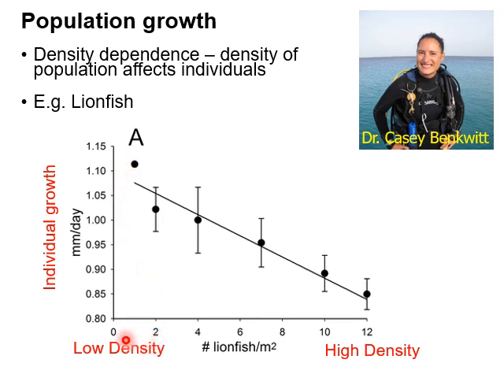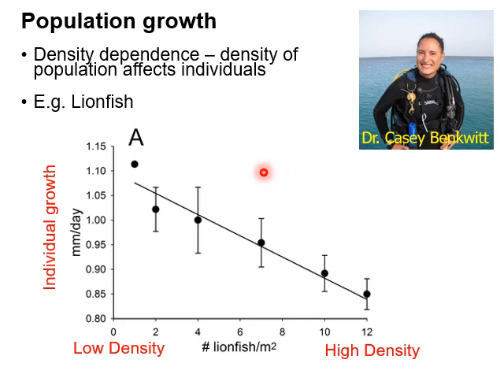And so we have the density of lionfish on this horizontal axis and the growth of lionfish in millimeters of length per day on the vertical axis. And what she found was that when lionfish were in really low densities, they grew the most. When they were in high densities, they grew the least.